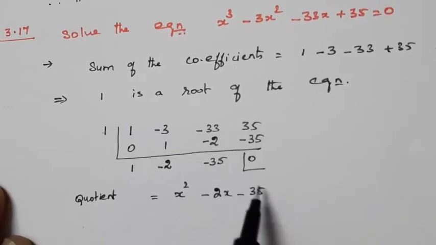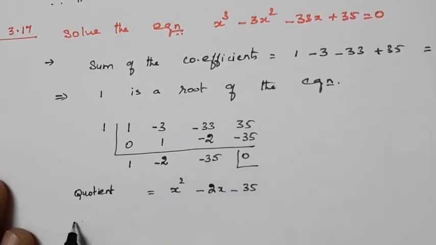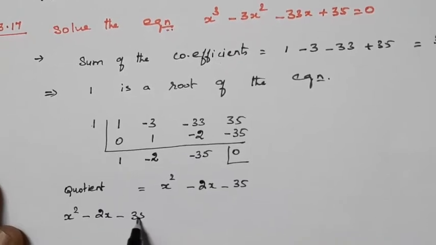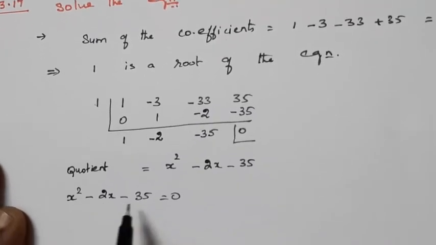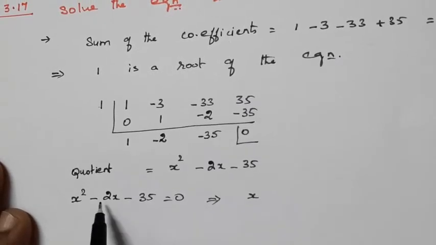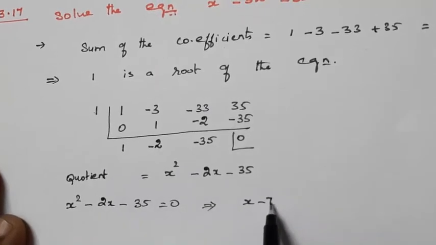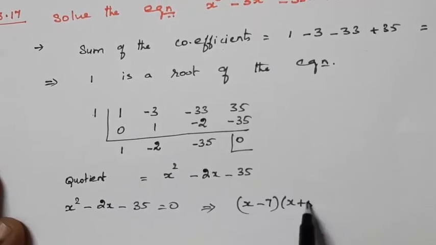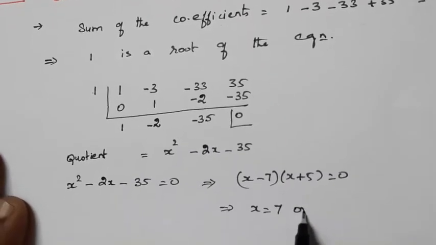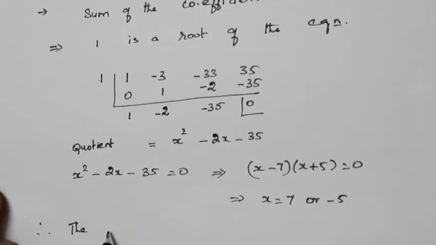If we equate it to 0, you will get the remaining roots. So x squared minus 2x minus 35 is equal to 0 implies x minus 7 and x plus 5 will be the factors. So x minus 7 into x plus 5 equal to 0, which implies x is equal to 7 or minus 5. So what are the roots of the equation?